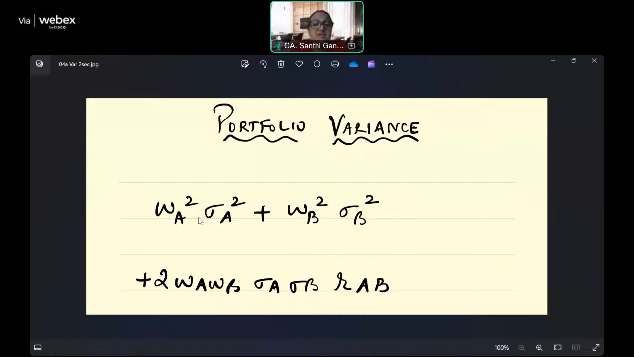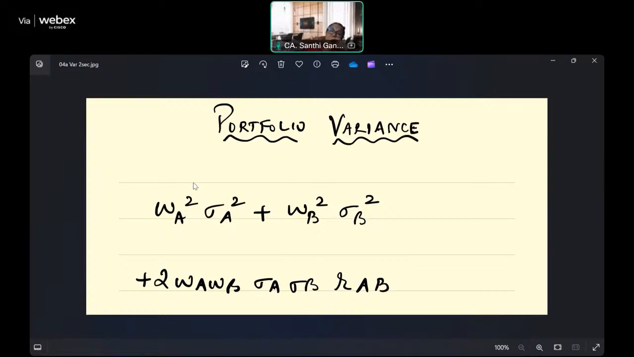So what do we do? WA squared sigma A squared plus WB squared sigma B squared, plus 2 WA WB sigma A sigma B into correlation AB. What did we discuss? There are 3 things: weight, risk, and correlation. Now, this formula is from your A plus B the whole squared: A squared plus B squared plus 2AB.